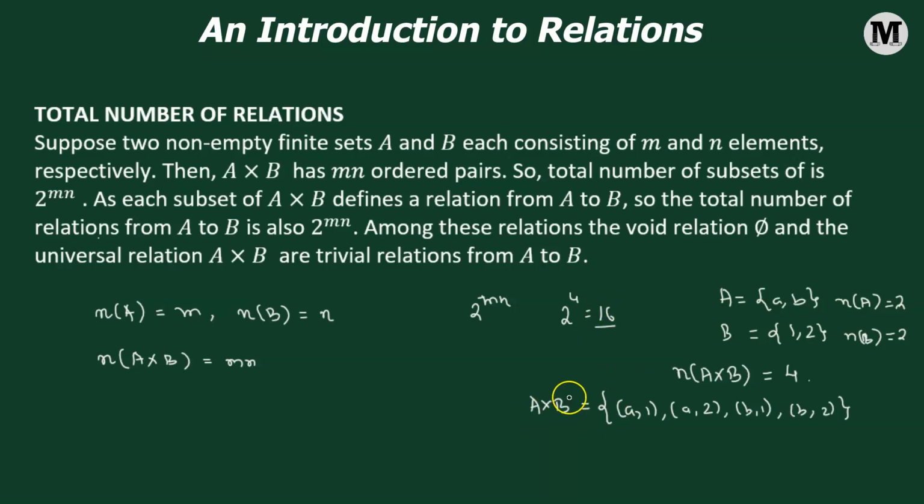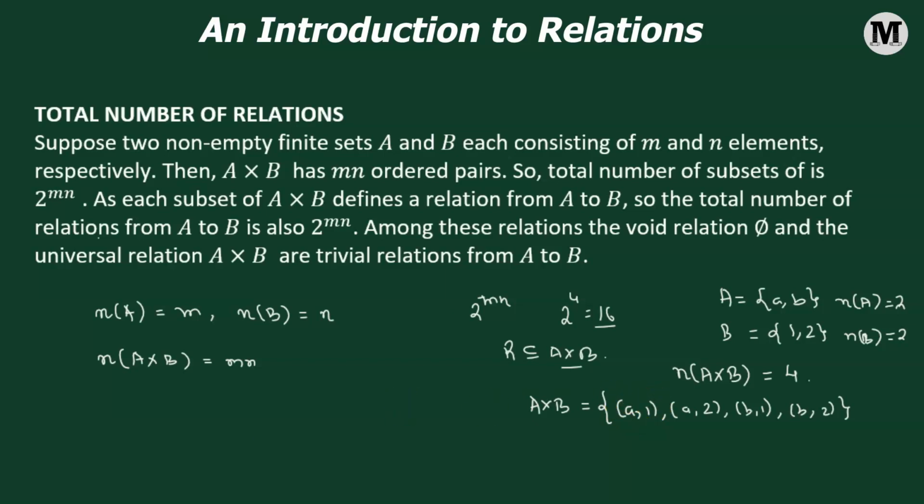And also the maximum number of relations that can be made from the Cartesian product is going to be 16, because we know that R is a subset of the Cartesian product of A and B. So if A cross B has a total of 16 subsets, that would mean the relation R, which is a subset of the Cartesian product of A and B, is also going to have a maximum of 16 possibilities, that is, ordered pairs where the first element is related to the second element.